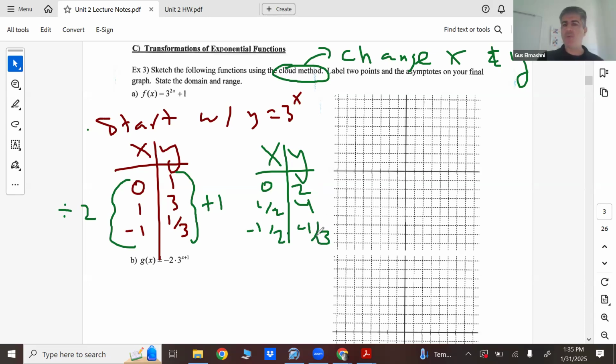And your asymptote's going to change too. Where's your asymptote going to be? Yeah, and you think numerically, right? 3 to the 2x, the closest 3 to the 2x can get to as a minimum is 0. And you're adding 1 to that. So the output will be awfully close to 1, but not exactly. So 0, 2, 1/2, 4, -1/2, 4/3.